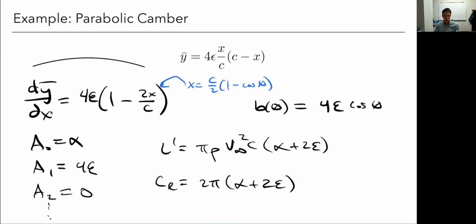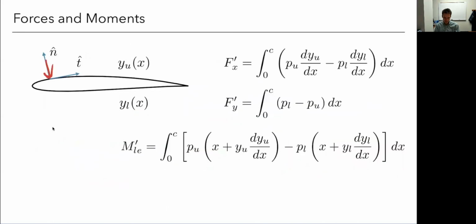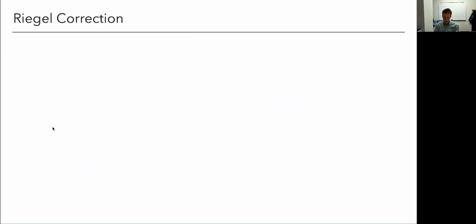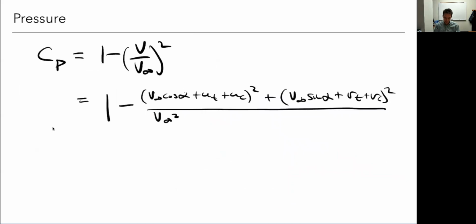All right, one final thing I want to go back to really quickly. This is what's called Riegels correction. So if you do thin airfoil theory and you retain all these terms and not use the same thing as in the boundary condition and delete these, you'll actually do really well most of the time, everywhere except for the leading edge. And the reason for that is, remember, we're doing thin airfoil theory.